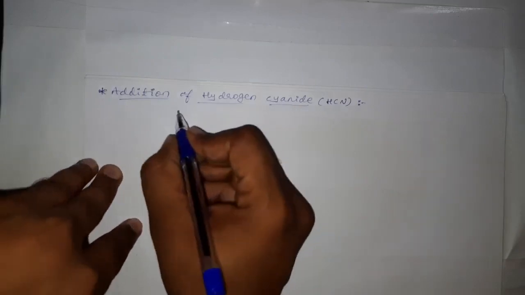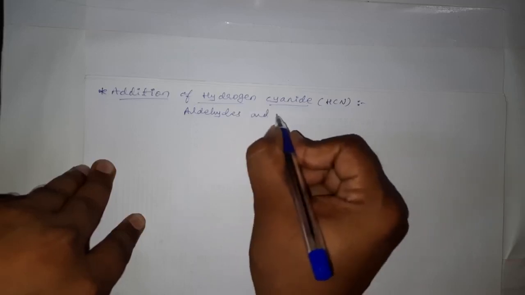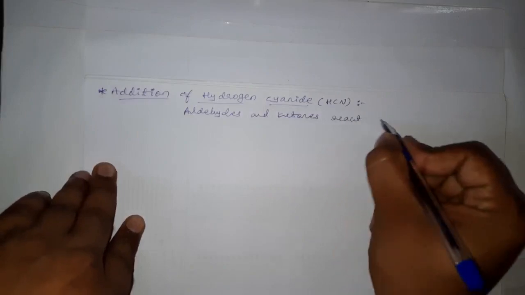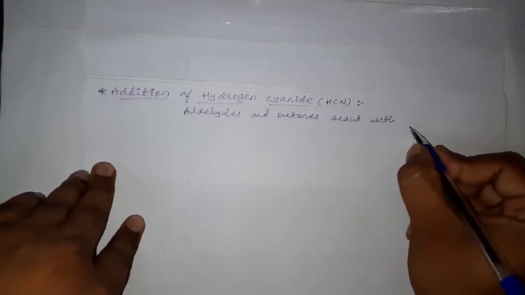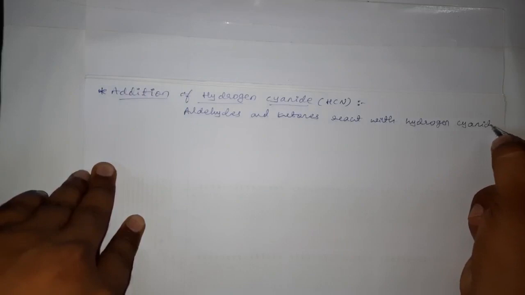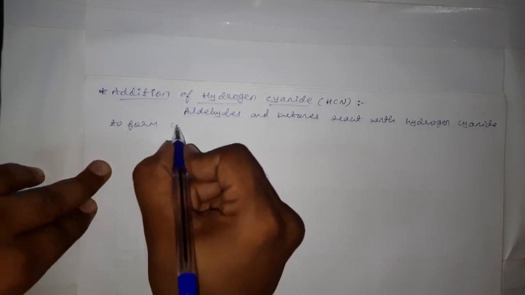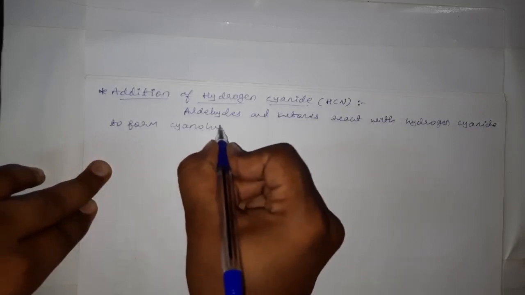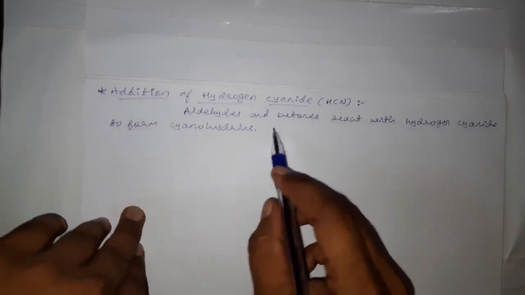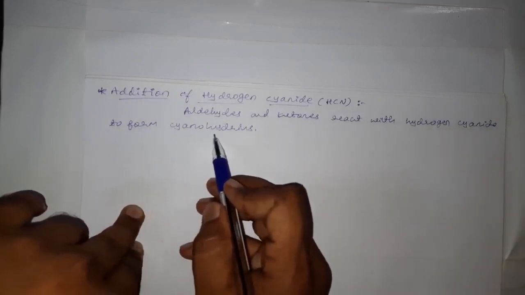When these aldehydes and ketones react with hydrogen cyanide, they will form cyanohydrins. When aldehydes and ketones are treated with hydrogen cyanide, they form cyanohydrins.